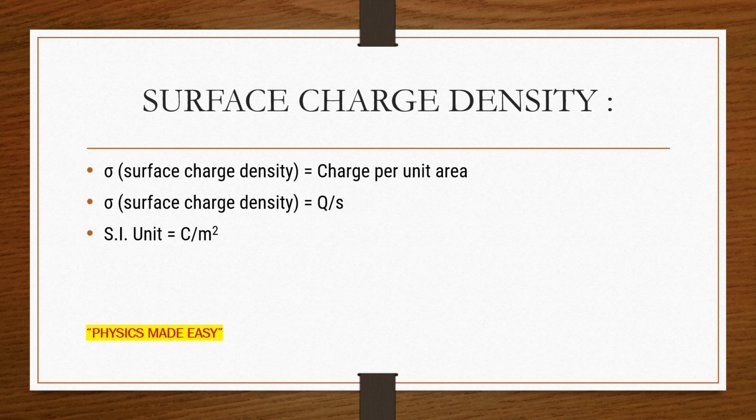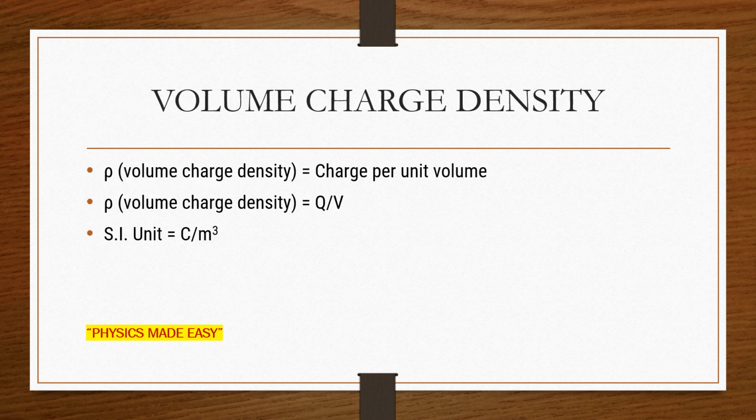The next one is surface charge density. It is defined as charge per unit area. If a charge Q is uniformly distributed on a surface of area S, then sigma, the surface charge density, is defined as Q divided by S. The SI unit of sigma is coulomb per meter squared. The third one is volume charge density. It is denoted by the symbol rho. It is defined as charge per unit volume. Mathematically, it is Q divided by V. Its SI unit is coulomb per meter cubed.